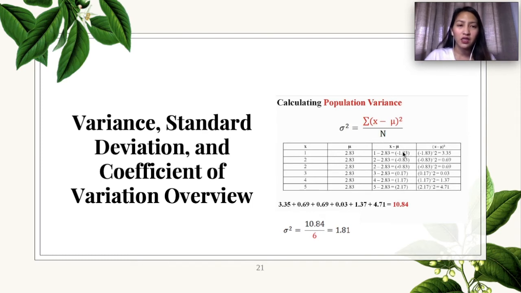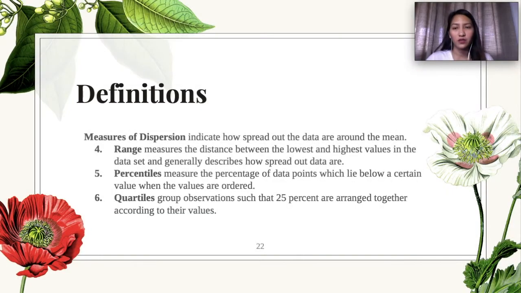And then, you will square the values. So, you will get these values. Ito na dito. And then, kapag pinag-add mo sila, it's 10.84. Divided by n, which is 6, you will get 1.81. So, this is variance. From the variance, square root mo lang siya, makukuha mo na yung standard deviation. And then, from the standard deviation, you can get the coefficient of variation.